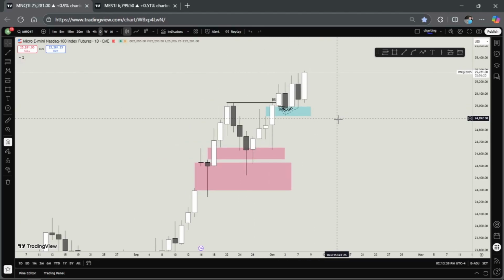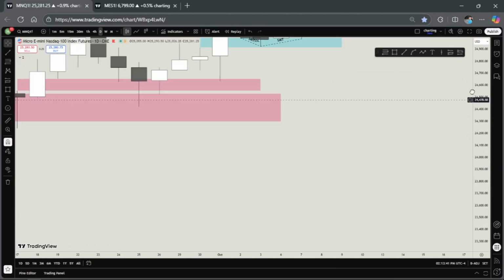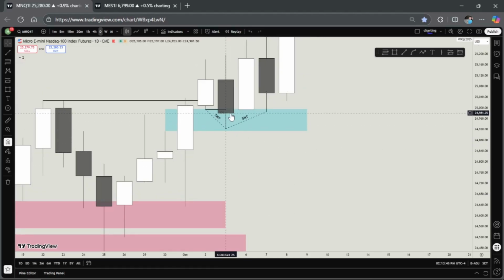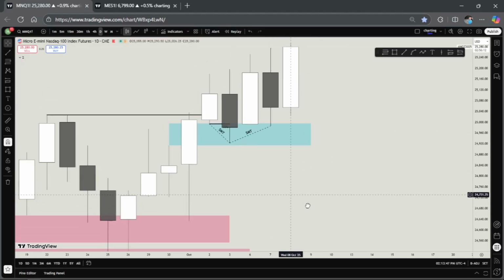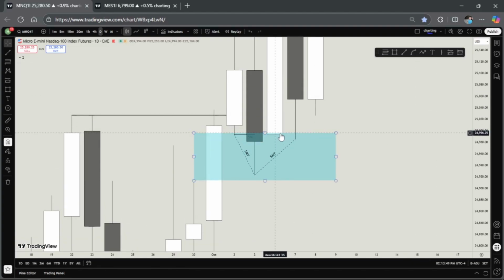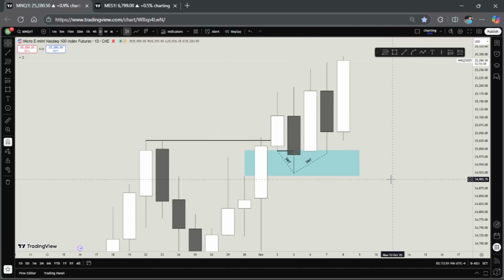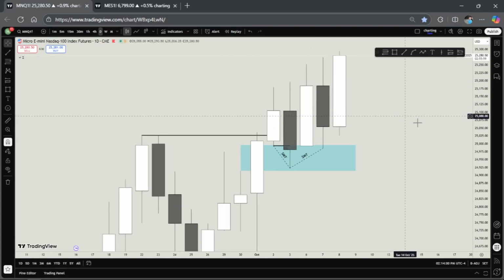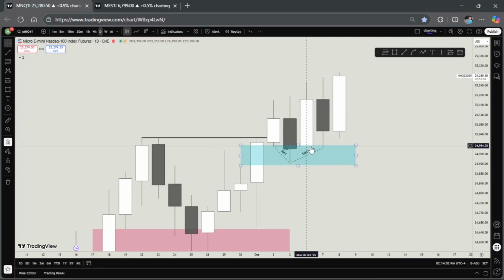We are respected. As you can see, when I zoom more, we tested for one time, another time. I'm not saying we tested it, but yeah, we kind of tested it. We tried it, and we moved higher and closed here. Tested more higher and closed here. So this candle closed here. That means we respected this fair value gap again.